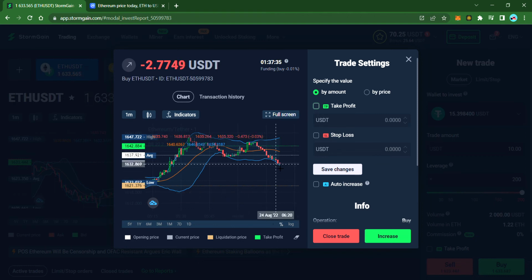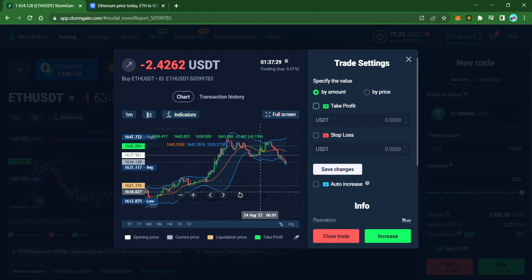If this carries on for a couple more candles, the best thing is to close the position and reopen. Wait for the market to go either up or down, so you can place either a sell or buy order.